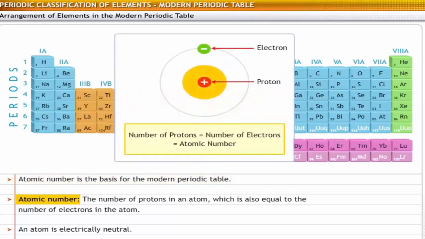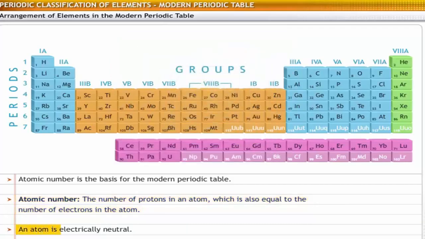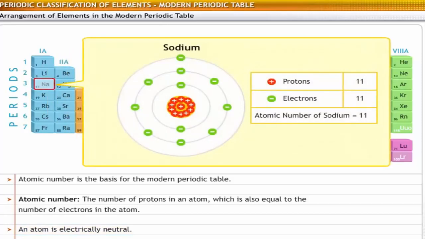Atomic number is the number of protons in an atom. It is also equal to the number of electrons in the atom, since an atom is electrically neutral. For example, the sodium atom contains 11 protons and 11 electrons. Therefore, the atomic number of sodium is 11.